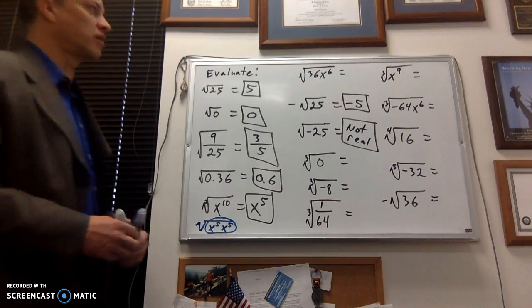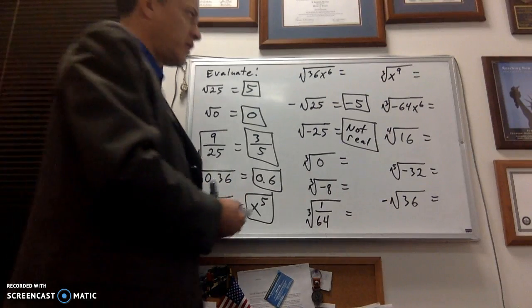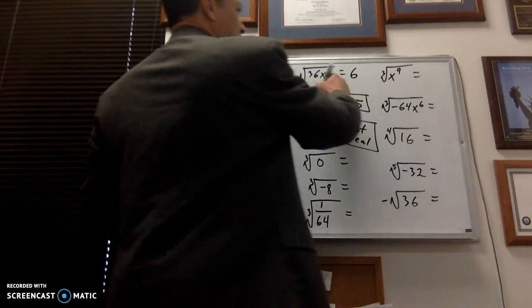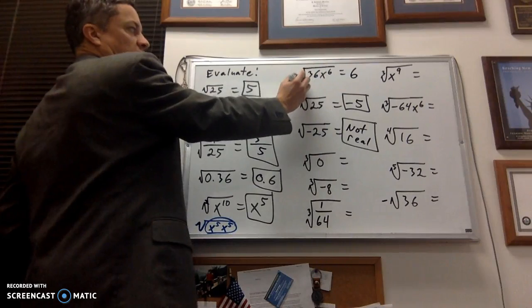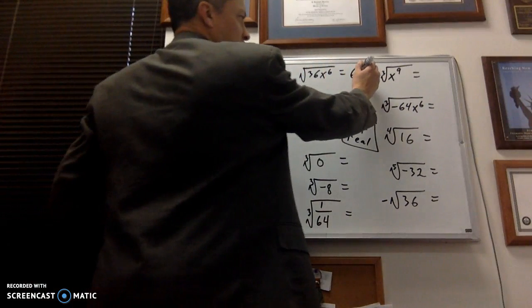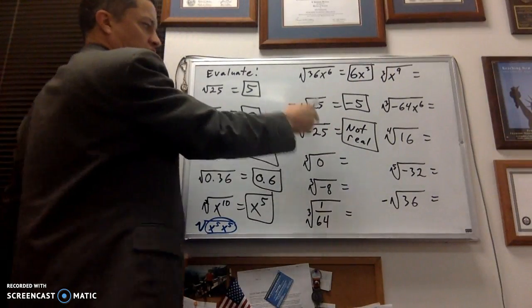So let's look at the square root of 36x to the 6. Well, the square root of 36, hopefully you already got that part, it's 6. As for the x to the 6 part, remember our index here is a 2, so 6 divided by 2 is 3, so 6x to the 3rd. These two have been done.